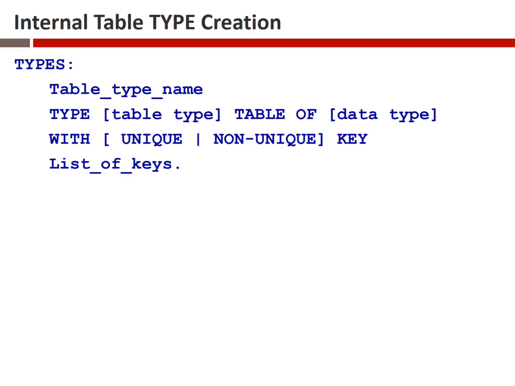So it will say type, for example, standard, table of, and now I have to give what is the data type that makes up this table.